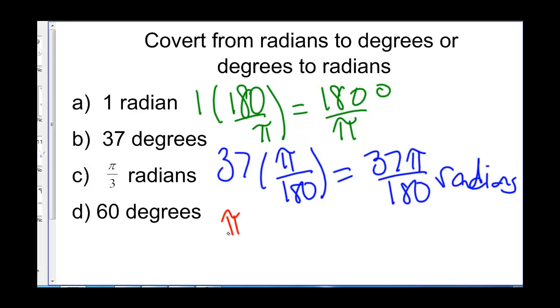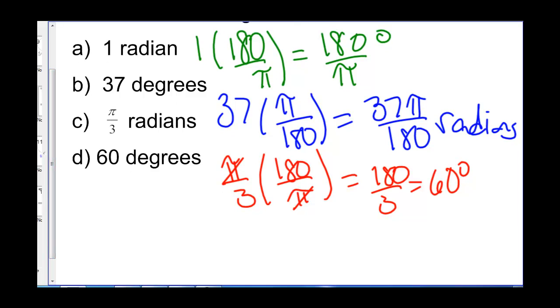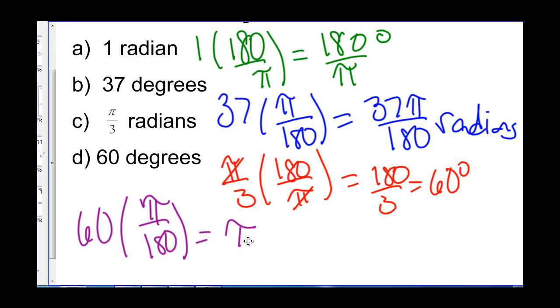Next, pi over 3, we want to multiply that by 180 over pi. So cross out our pi's, 180 divided by 3. Well, that is 60 degrees. And finally, 60 degrees, we multiply that by pi over 180 to get pi over 3 radians.